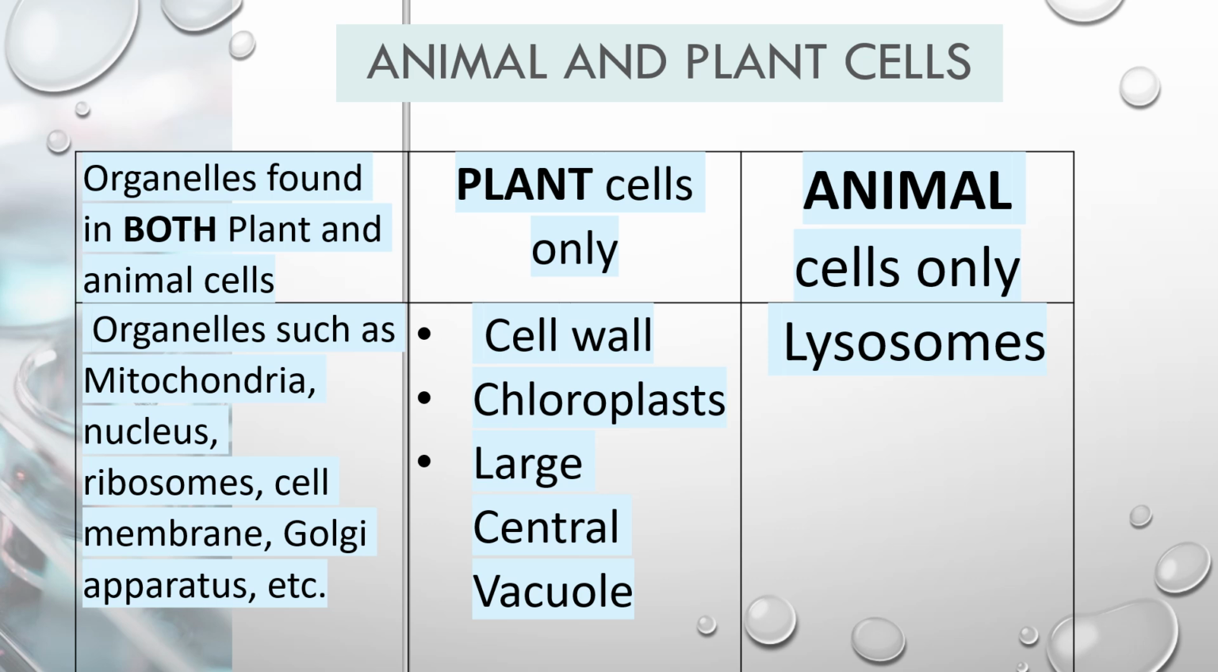If we're comparing the differences between plant and animal cells, both of them are going to have all the organelles listed in the left column. The middle column is going to be the significant differences between plant and animal. And the animal cell is also going to have lysosomes only.